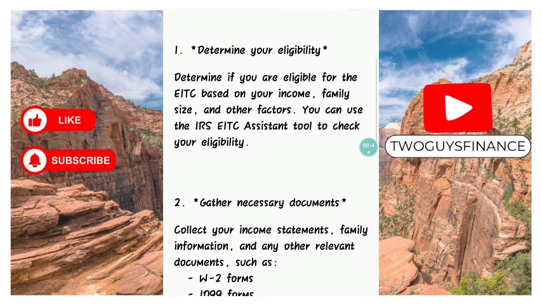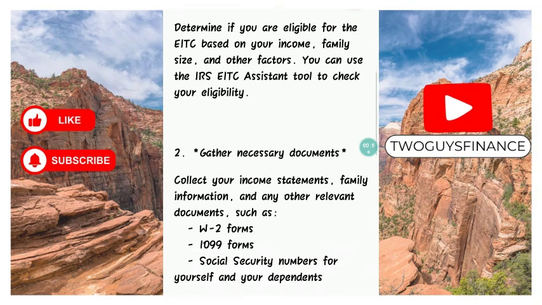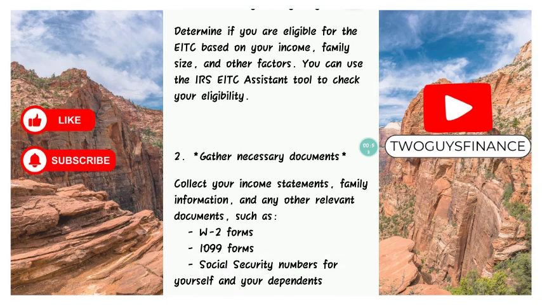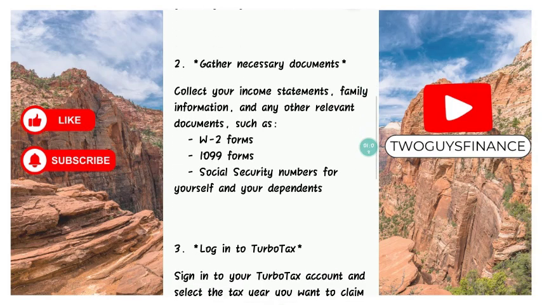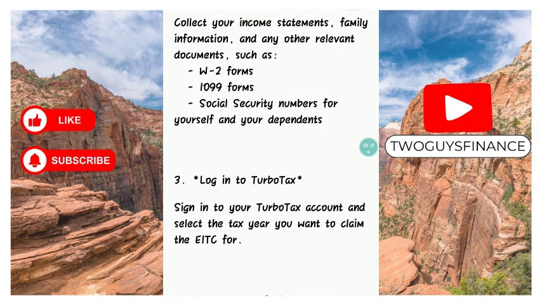Once you've verified your eligibility, and if you're eligible, go ahead and collect your income statements, including your family information and any other relevant documents such as your W-2 forms, your 1099 forms, and your social security number for yourself and your dependents. Next, just log into TurboTax.